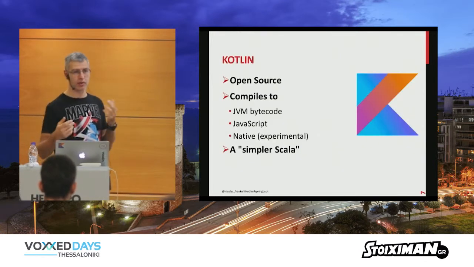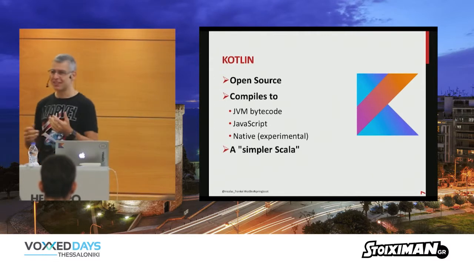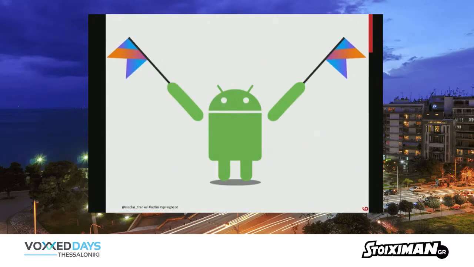So what is Kotlin? The first thing is that Kotlin is open source. Don't be afraid to use it because it's proprietary stuff. It's open source. You can already use it. The first thing you have to know about Kotlin is that it compiles to bytecode. So if you are already using Java, there is no problem. You can use Kotlin with zero problems. You can use all the Java libraries.